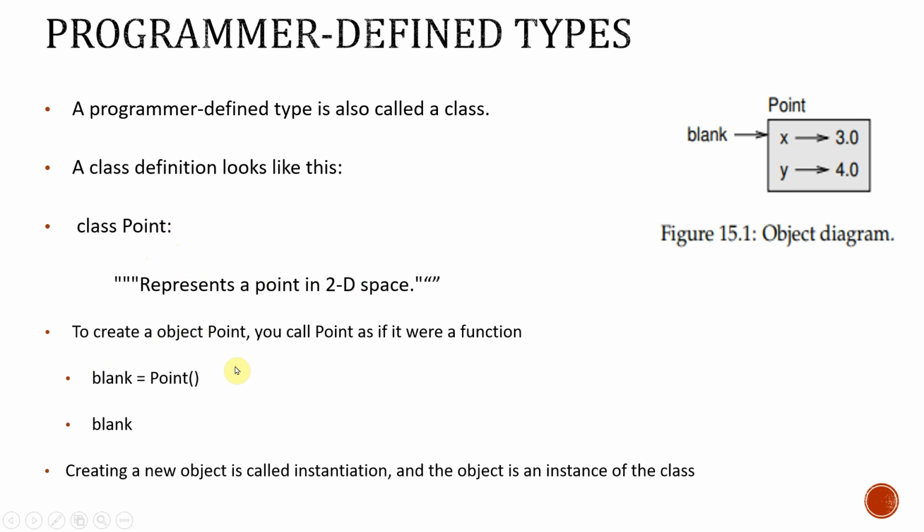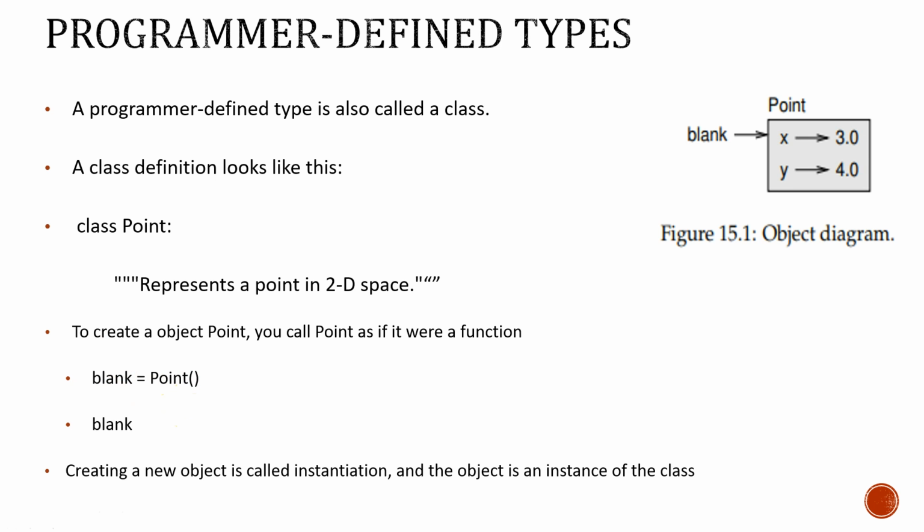So we said an object is nothing but an instance of a class. Just see this diagram here. Your class name is point, and you're creating an object. How can you create an object? You can just call point like how you call a function. You can see the name of the class written as point, with opening and closing braces, and that you have assigned to some other variable. Here it is blank, so blank is nothing but the object.